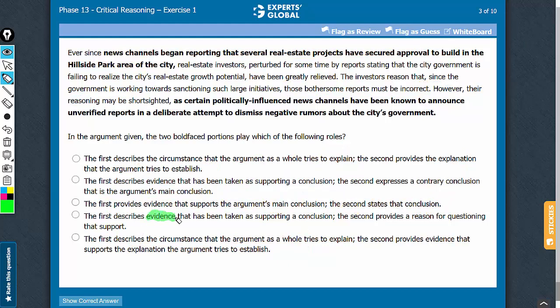The first can be called an evidence because it is a concrete fact, and yes, this has been used for supporting a conclusion. A conclusion as in an intermediate conclusion here that the bothersome reports must be incorrect. And then second provides a reason. So calling it a reason is alright, and this reason, yes, questions that support. Yes, that's correct, because the second boldface has been used for leading to a contrary conclusion here, and therefore this second boldface has been used for questioning support for the intermediate conclusion here. A very interesting question, a lot to be learned from this one. D is the correct answer choice.